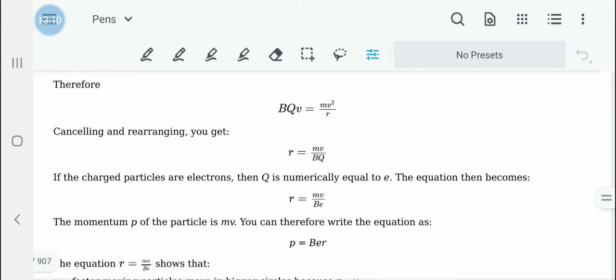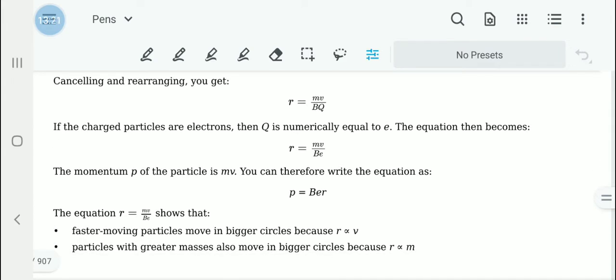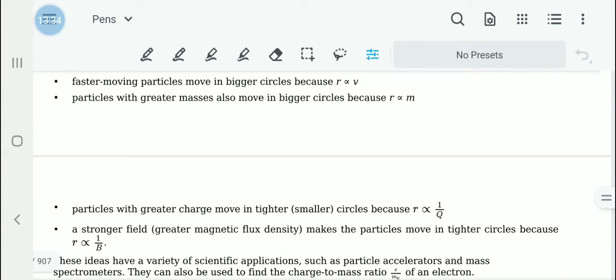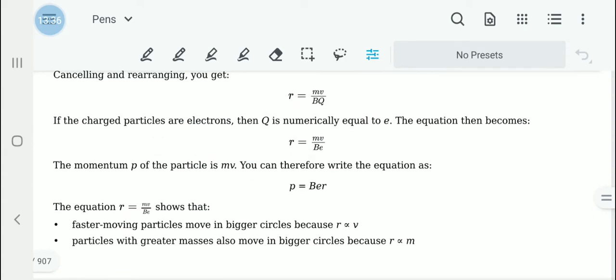Because the momentum P of a particle is mv, we can write the equation P equals BER. P equals BER. So from these equations, we can obtain these details. These are things that you need to learn by heart. These equations and connections you have to learn by heart.